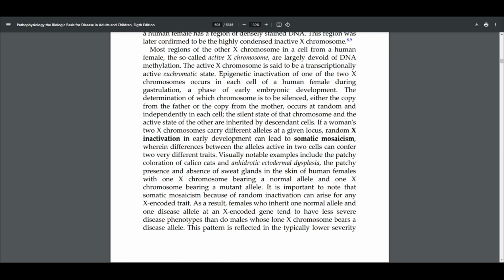The determination of which chromosome is to be silenced, either the copy from the father or the copy from the mother, occurs at random and independently in each cell. The silent state of that chromosome and the active state of the other are inherited by descendant cells. If a woman's two X chromosomes carry different alleles at a given locus, random X inactivation in early development can lead to somatic mosaicism, wherein differences between the alleles active in two cells can confer very different traits.